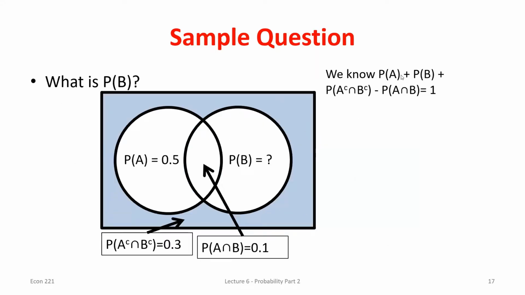Well, here's that equation. We know that if I take the probability of the two events and subtract what I double counted, which is the intersection, and then add the intersection of the complements, this light blue gray shaded area, they have to add up to 1. So what I could do here is just start plugging in my values. The probability of A is 0.5, the probability of the intersection is 0.1, the intersection of the complements is 0.3, and then once I have those plugged in, it's a little bit of algebra to solve for what that missing component, the probability of B, is, right?